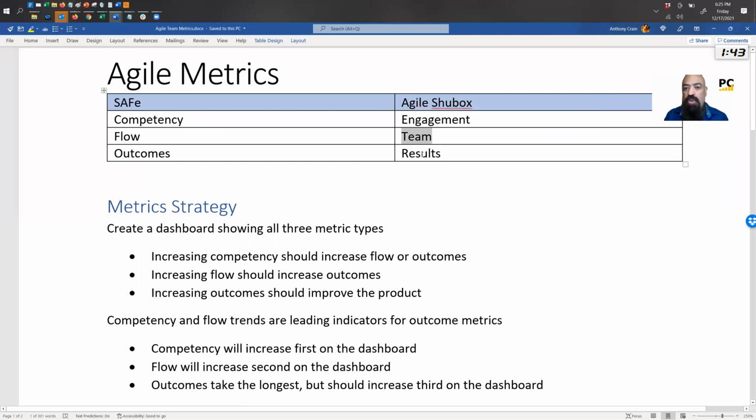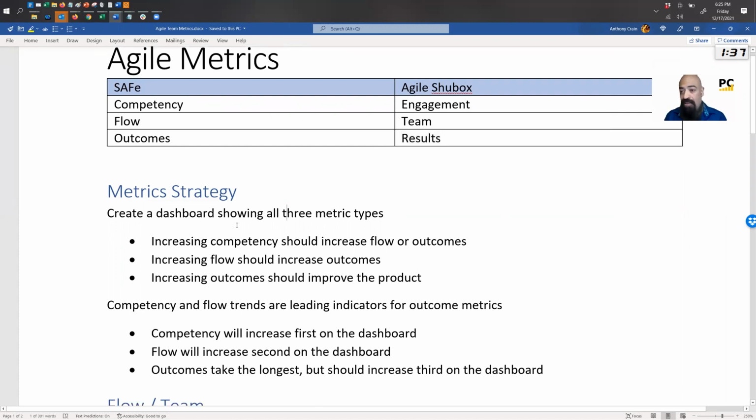And instead of outcomes, we call them results, but these are twins. So they're almost the same kind of model. I found that very exciting. So here's your strategy. And I just talked about this.